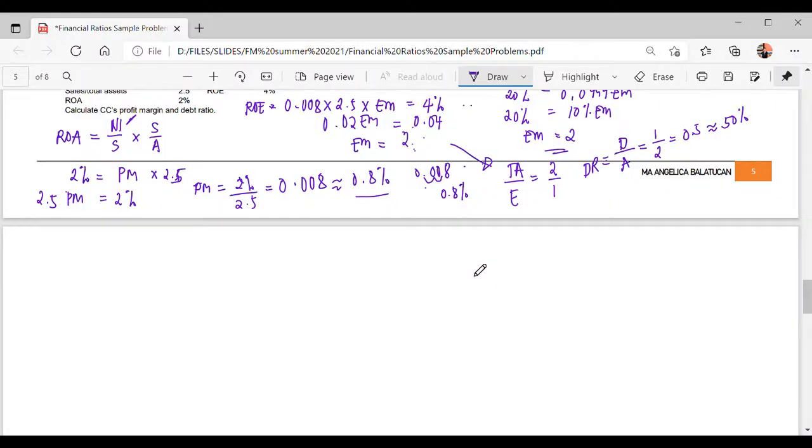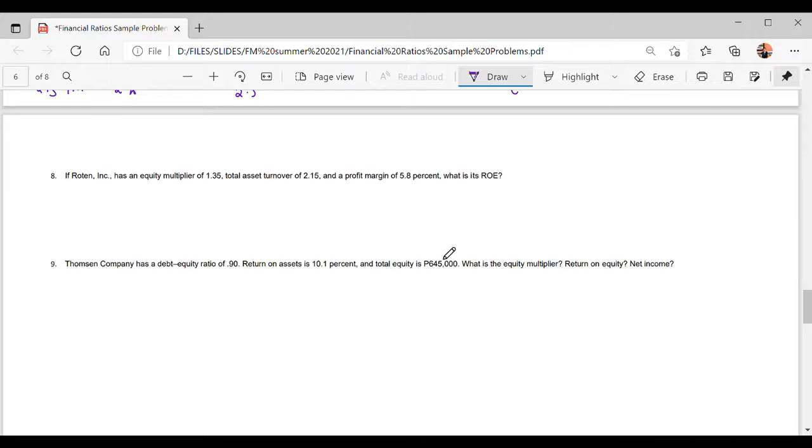Okay, question number 8. What is the ROE? If you have your equity multiplier of 1.35, total asset turnover of 2.15, and profit margin, what is our ROE? Okay, so remember the formula for ROE.